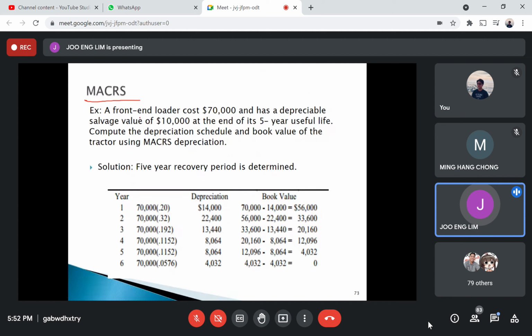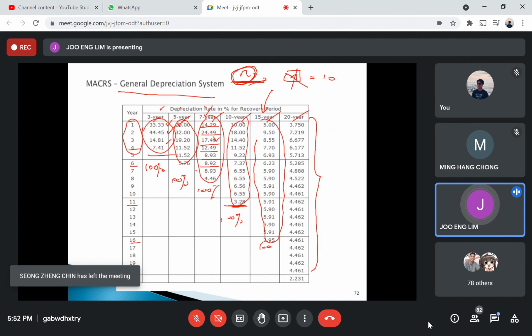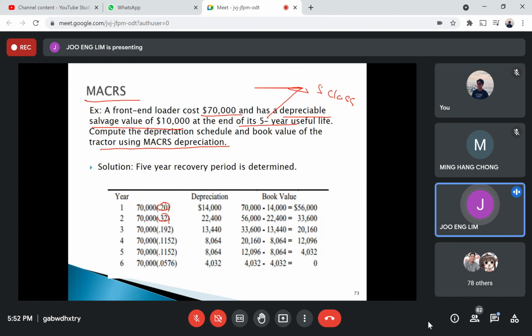Okay, a front-end loader costs a given amount and has a depreciable salvage value of 10K at the end of a 5-year useful life. Compute the depreciation schedule and book value of the tractor using MACRS. This is exactly 5 years, so he used class 5. If you look at class 5, basically it is 20, 32, 19.2, 11.52, 11.52, 5.76.